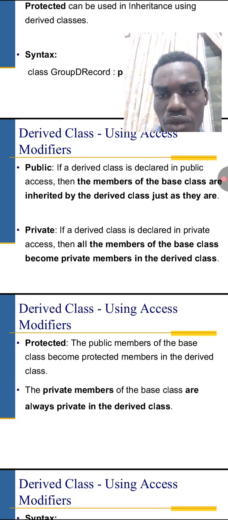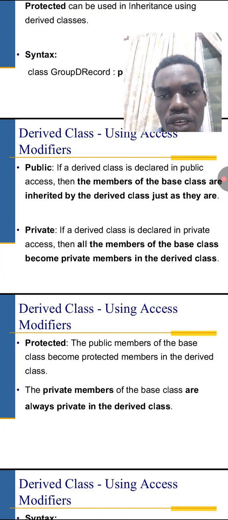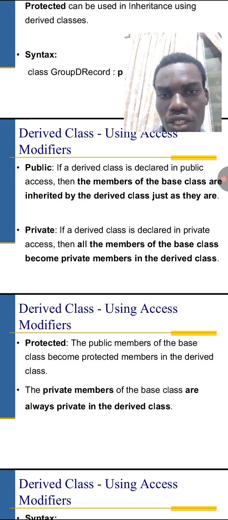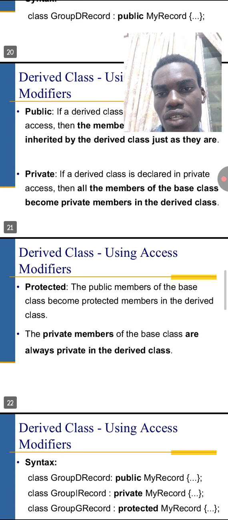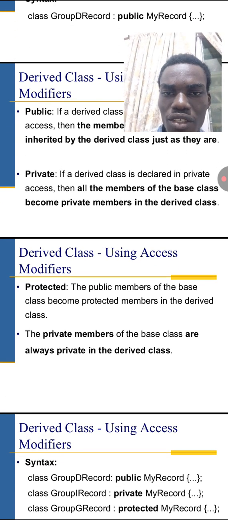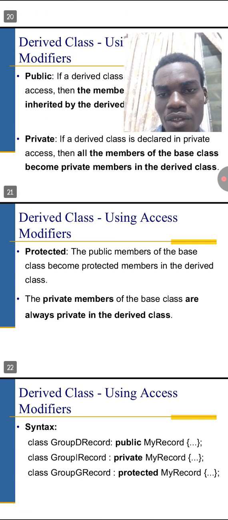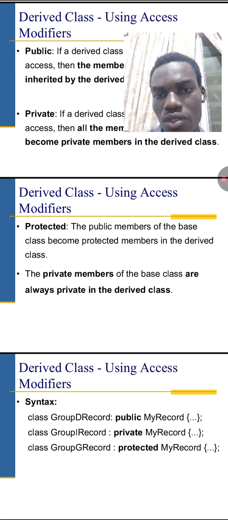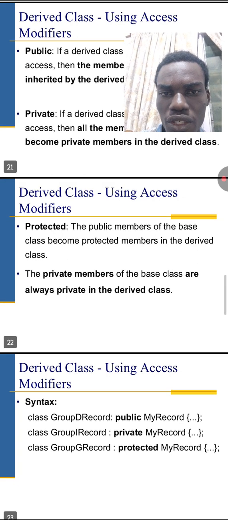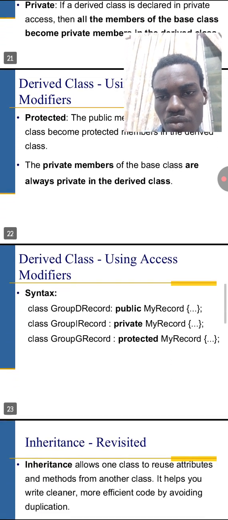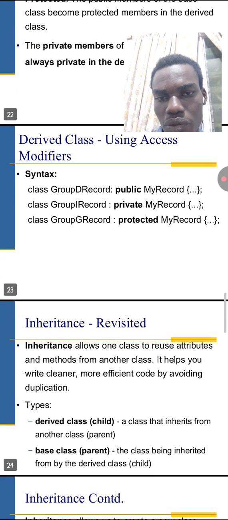Private: if a derived class is declared in private access, then all the members of the base class become private members in the derived class. We have protected: the public members of the base class become protected members in the derived class. We also have that the private members of the base class are always private in the derived class. So here's an example.